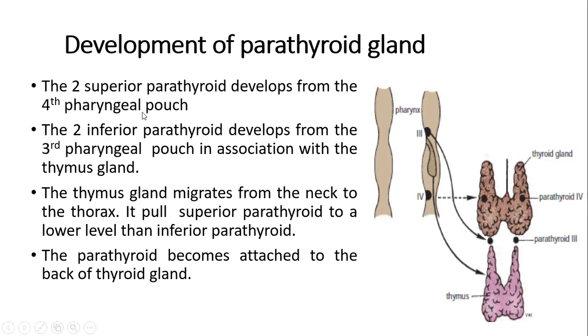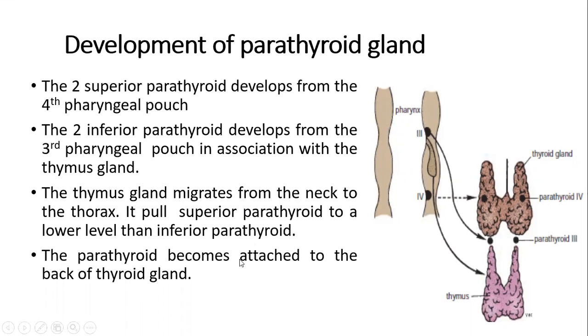Okay, so this development you should remember. The two superior parathyroid glands develop from the fourth pharyngeal pouch. The two inferior parathyroid glands develop from the third pharyngeal pouch in association with the thymus gland. The third pouch develops with the thymus gland, and the thymus gland descends downwards. So the parathyroid developing from the third will go down and become the inferior parathyroid glands. The thymus gland migrates from the neck to the thorax. It pulls the superior parathyroid to a lower level than the inferior parathyroid.